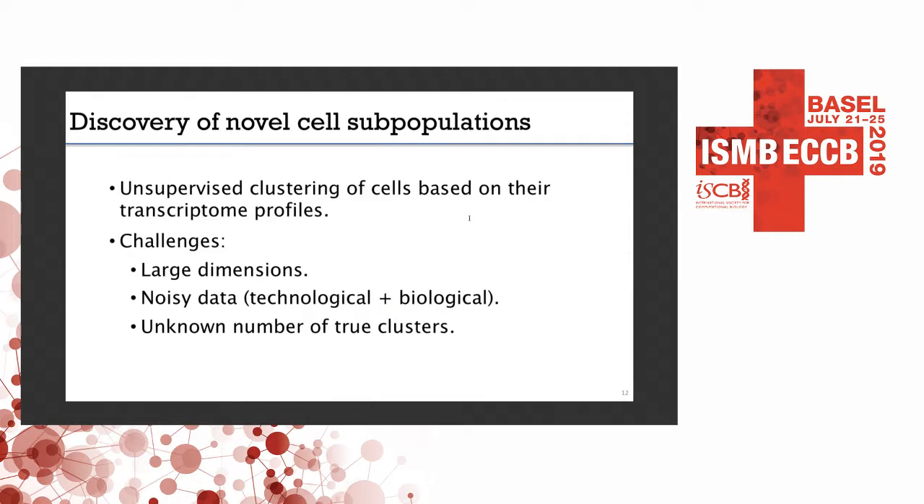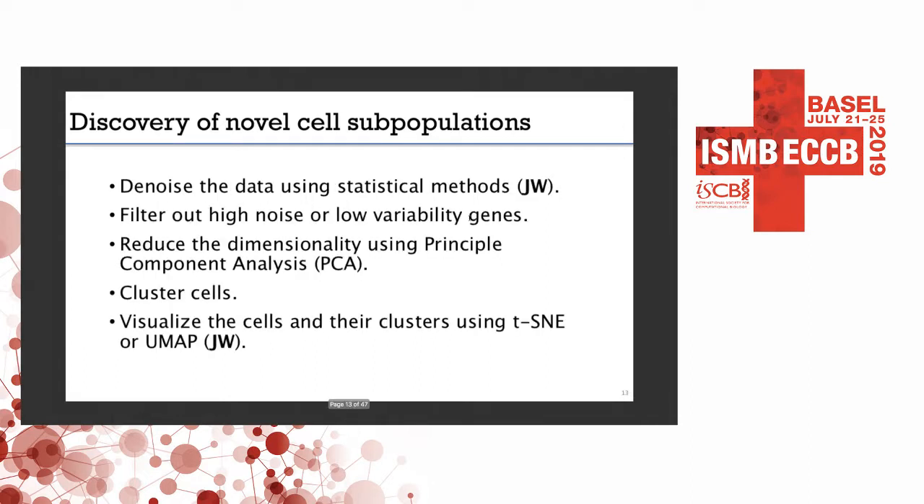So the challenge here is that the unsupervised clustering based on the transcriptome is challenging due, one, to the large dimension. So we have 20,000 genes, or 10,000 depending on how many are actually being expressed and captured. And then we have thousands or tens of thousands of cells, or maybe even a million cells. We have noisy data. So again, we have that technological and biological variability in the data. And then we don't know the number of true clusters. So this is a generally challenging problem.